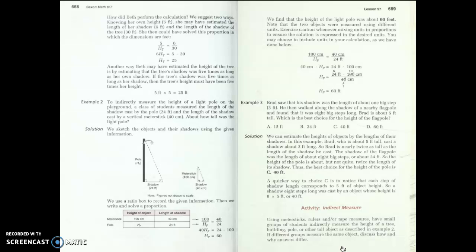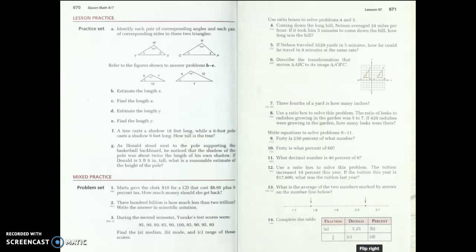After you're done with that, come back inside and do your lesson practice and make sure it gets checked. Then we can for sure go over this when we have our check-in tomorrow.